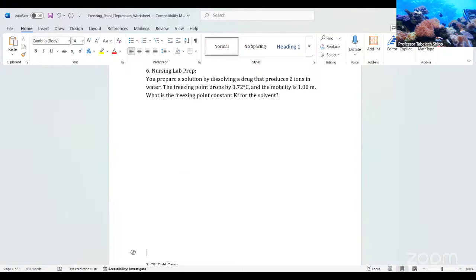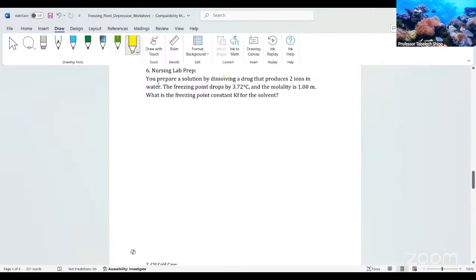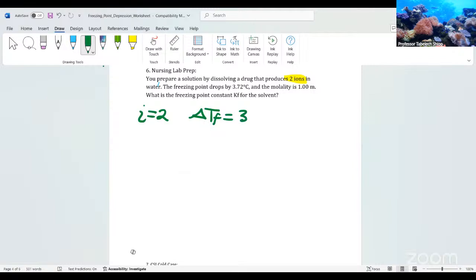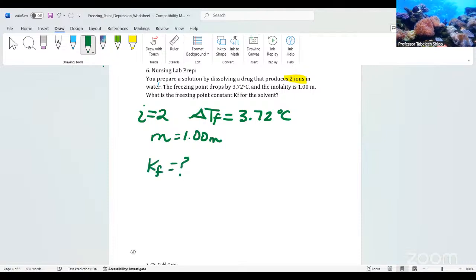Okay, so let's identify what we know in this part of our problem. It says that this drug produces two ions. So you know that's going to be your i. Your i is going to be equal to 2 ions. The freezing point drops, so your delta Tf equals 3.72 degrees Celsius. Your m is equal to 1.00. What is the freezing point constant, meaning your Kf? That's what we're looking for.